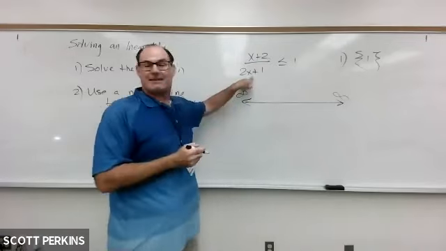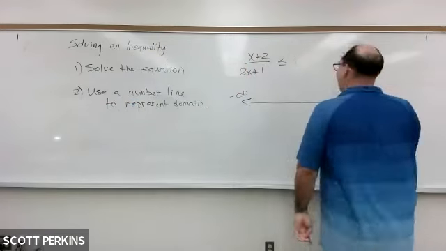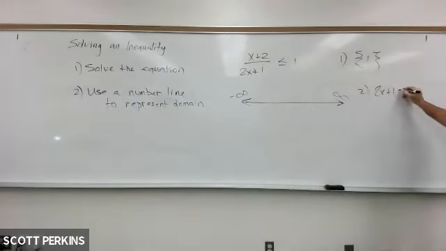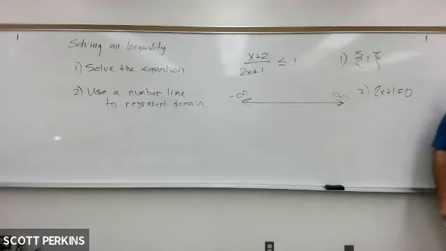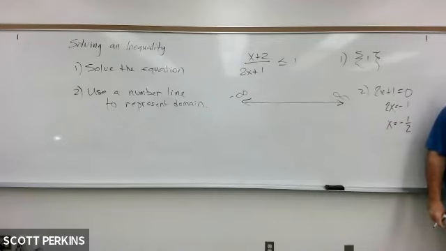Okay, so I'm going to take this 2x plus 1, and this is step 2 right here. I'm going to take this 2x plus 1, and I'm going to set it equal to 0. I'm going to say, where does that happen? Where does that vertical asymptote happen? So I'm going to subtract 1, divide by 2, and we get negative 1/2.